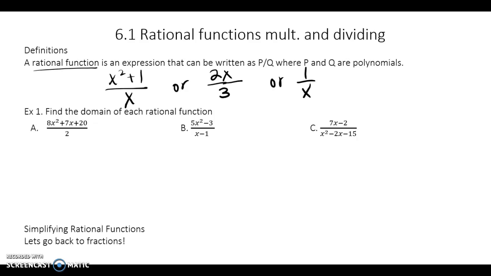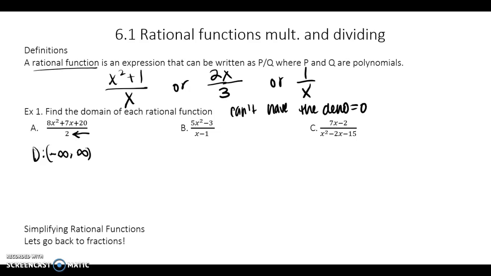All right, so example number 1 says, find the domain of each rational function. So we're going to look at the denominator and see if there are any restrictions. So you can't have the denominator equal to 0. So for this first one, there's nothing in the denominator that will make it equal to 0. So your domain is actually all real numbers. So from negative infinity to positive infinity.